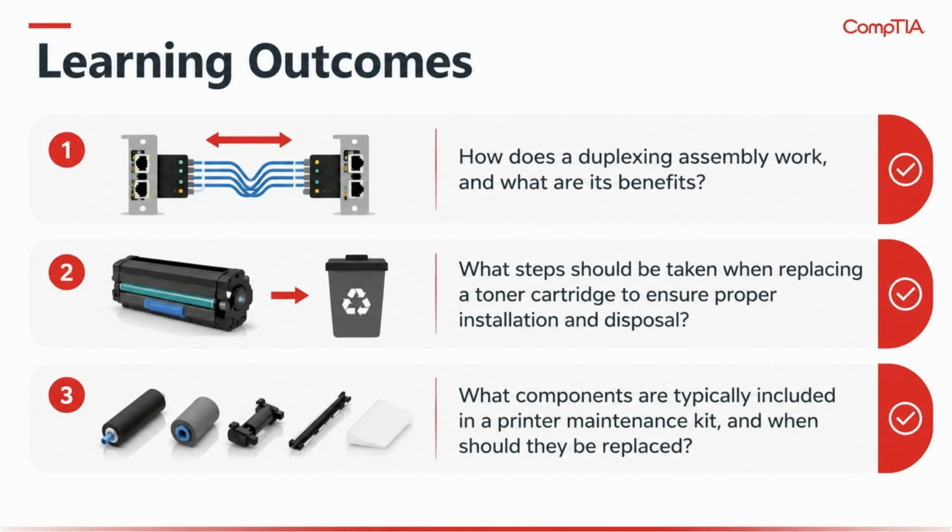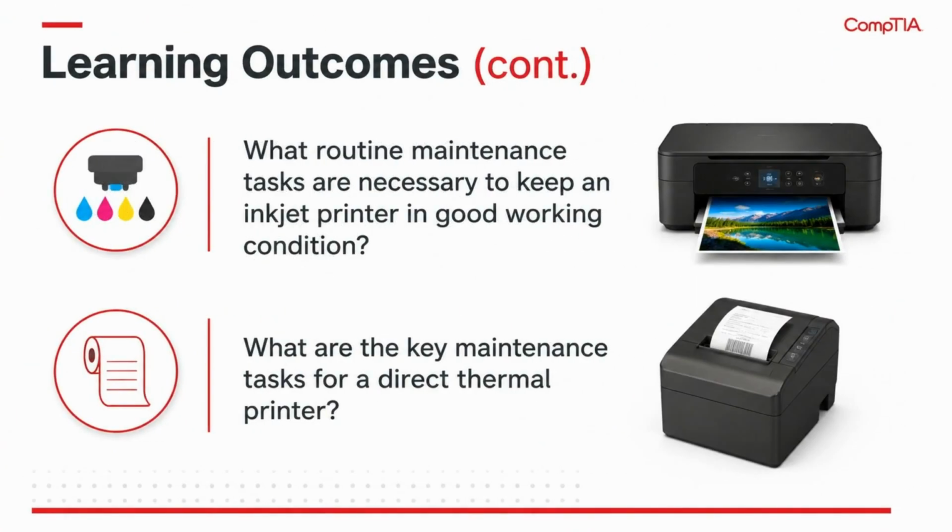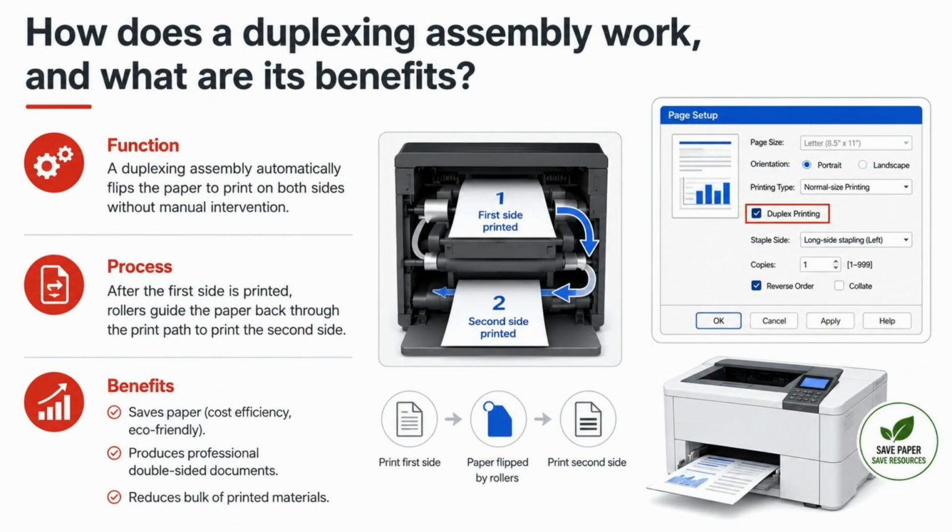In this video, we will cover how a duplexing assembly works, best practices for replacing toner cartridges, and the typical components found in a printer maintenance kit. We will also examine routine maintenance tasks for inkjet printers and essential steps for keeping direct thermal printers in good working condition. A duplexing assembly is used for automatic two-sided printing.